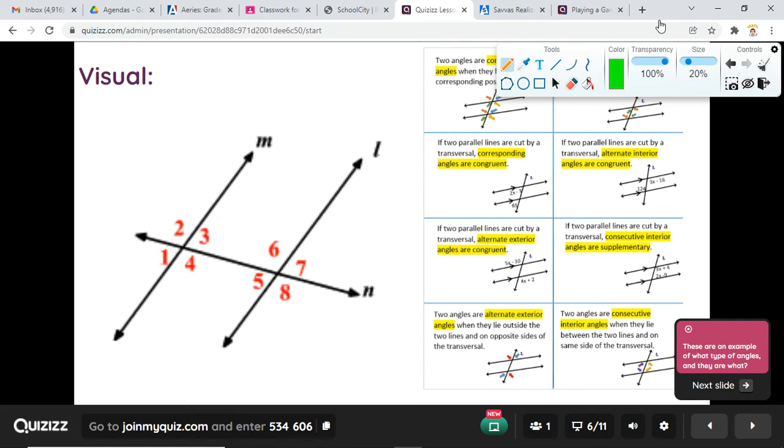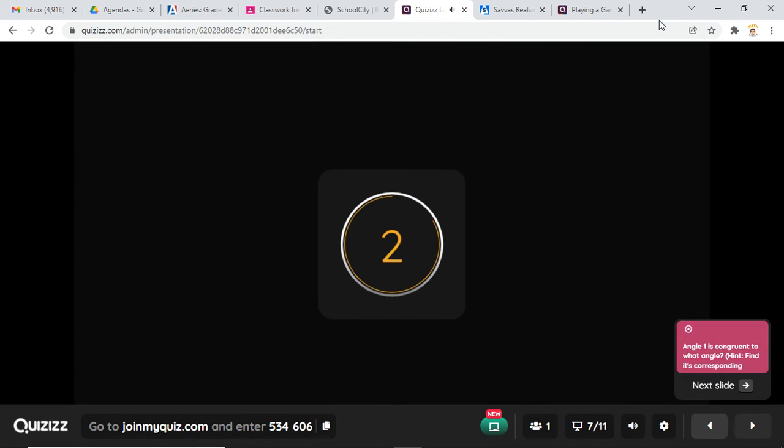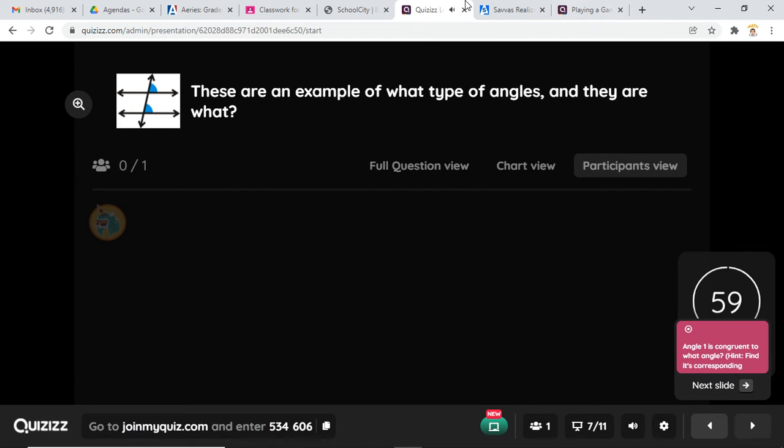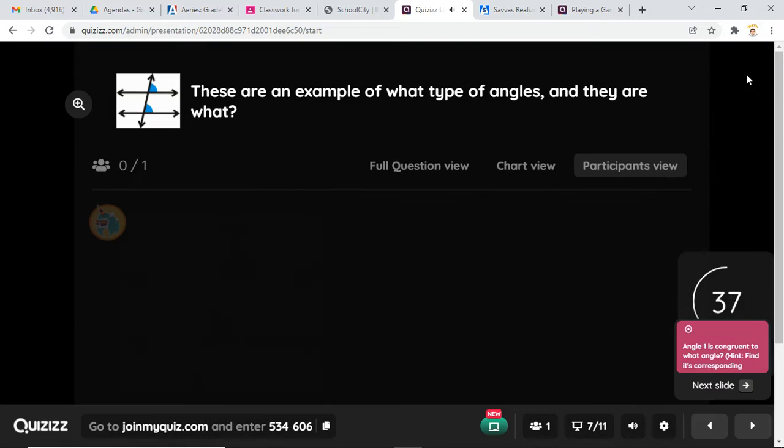All right. Other than that, we can go ahead and get started on some questions here. So, these are an example of what type of angles, and they are what? Are they alternate interior angles and they are congruent? Are they corresponding angles and they are congruent? Are they alternate interior angles and they are different? Or are they corresponding angles and they are different? Go ahead and think about this one for a second. Feel free to pause the video and then try your best to get the answer.